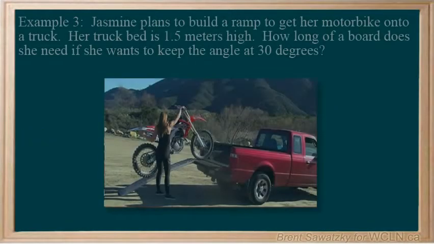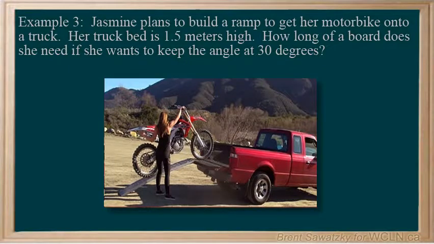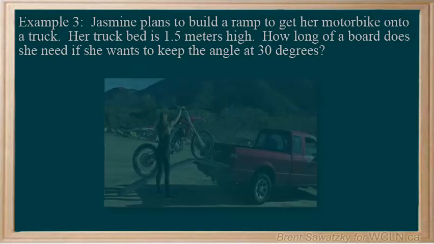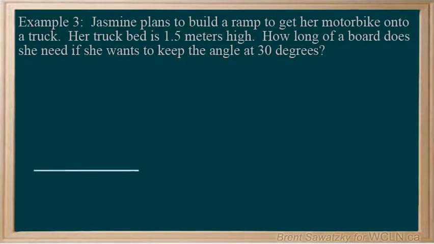One more, example 3. A little different math in this one. Jasmine plans to build a ramp to get her motorbike onto a truck. Her truck bed is 1.5 meters above the ground. How long of a board does she need if she wants to keep the angle at 30 degrees? Let's start with a sketch. We have the ground and the ramp, and the angle between them is 30 degrees. The height of our ramp is 1.5 meters. The length of the ramp is our unknown.